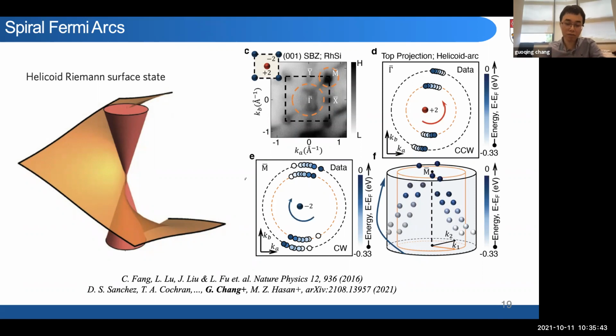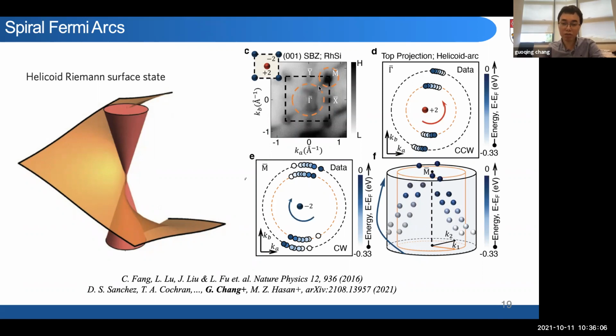So now I want to show the interesting physics of these Fermi arcs further. In 2016, Liang Fu mentioned that the Fermi arc surface state is actually a complete Riemann surface state, which exhibits these helical structures. And we indeed observe this directly in experimental measurements.